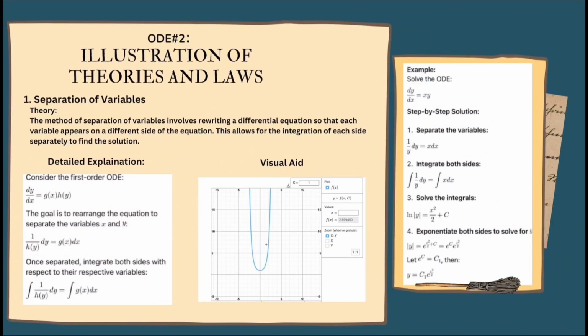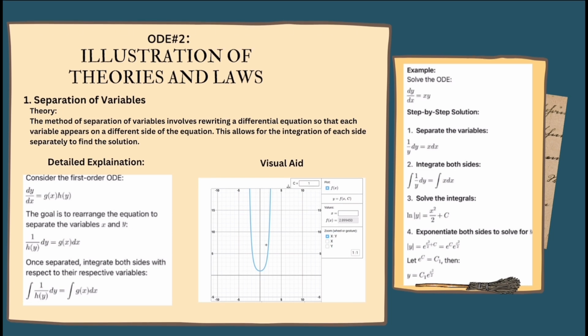Hi guys, so for this slide, I'm going to explain the illustration of theories and laws. We have chosen three ODEs to be explained. The first one is separation of variables, and the other two are exact differential equation, as well as linear differential equation. The method of separation of variables involves rewriting a differential equation so that each variable appears on a different side of the equation, which allows us to integrate each side separately to find the final solution.